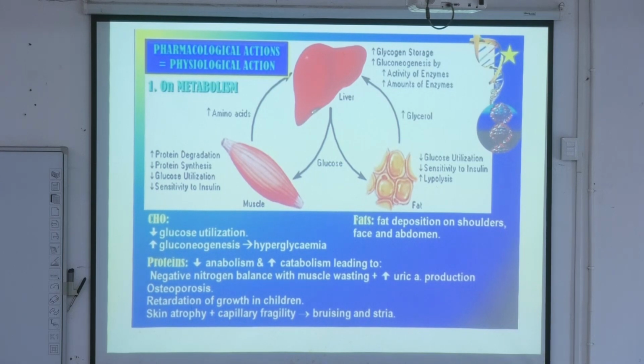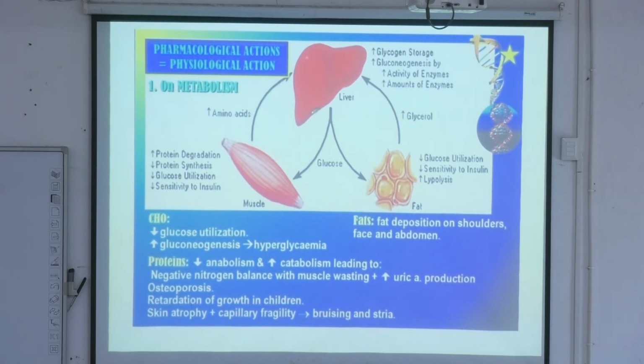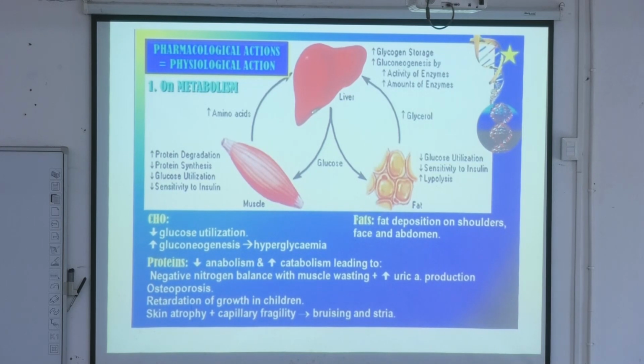It causes a typical fat deposition on the shoulders, face and abdomen. Those who take glucocorticoids for a prolonged time develop Cushing syndrome. Cushing syndrome, as we have already discussed, one of the major causes is production of excess ACTH because of a tumor in the pituitary. But the commonest cause of Cushing syndrome, or of excess glucocorticoid in the body, is iatrogenic. That is, an excess amount of steroid medicine is given from outside.